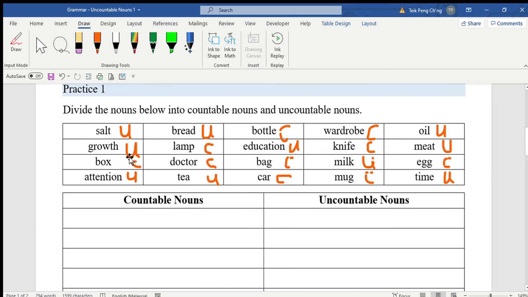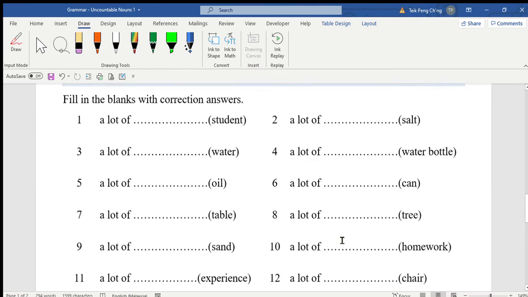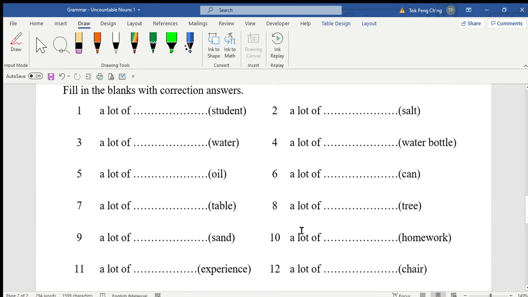So 1, 2, we have, just count the uncountable nouns. 1, 2, 3, 4, 5, 6, 7, 8, 9, 10. So we have 10 countable nouns and 10 uncountable nouns. Okay, now let's look at practice number 2. Fill in the blanks with correct answers.